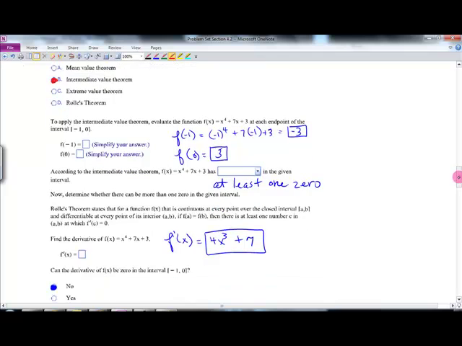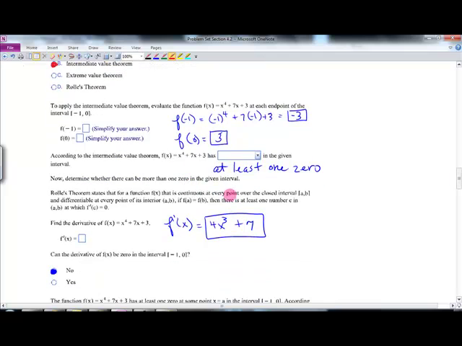All right, now it says, now determine whether there could be more than 1 zero. Well, Rolle's theorem, remember, says the deal about f of a equaling f of b. All right, and it's got to be that f prime of c would equal 0 too. One number c that would get that. Well, let's look at this. Take the derivative of that and you get 4x cubed plus 7. So that would go in that box.